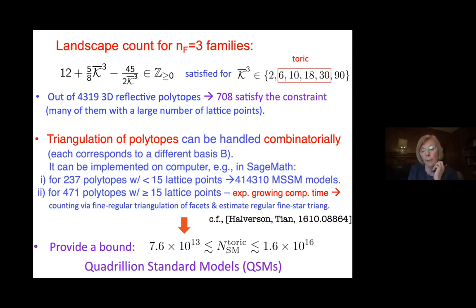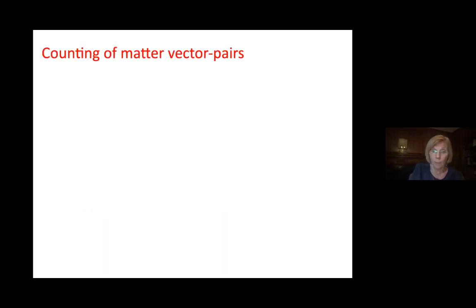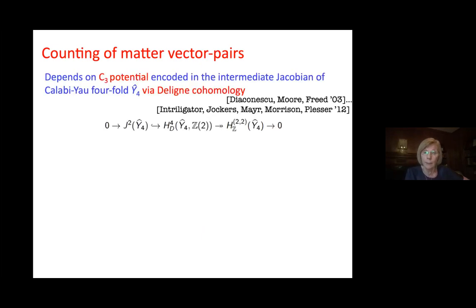And now I want to report on the progress that we are making within this context, where we want to go beyond the information on the chirality only, namely three families. We want to get the exact massless matter spectrum and possibly identify the domain where we would have exactly the spectrum of the minimal supersymmetric standard model. So that leads us to a more complicated issue, which is the counting of matter vector pairs.